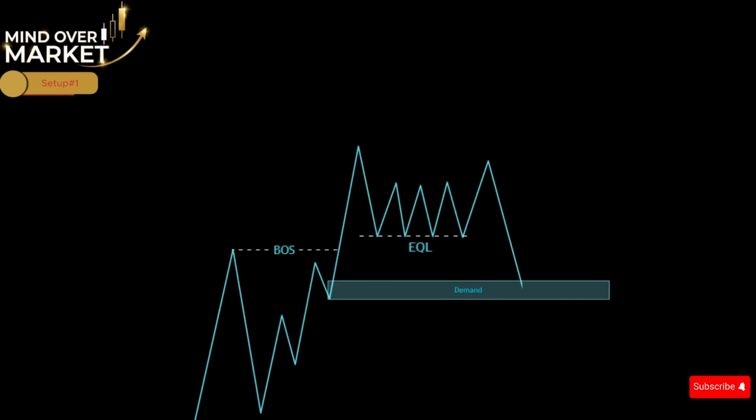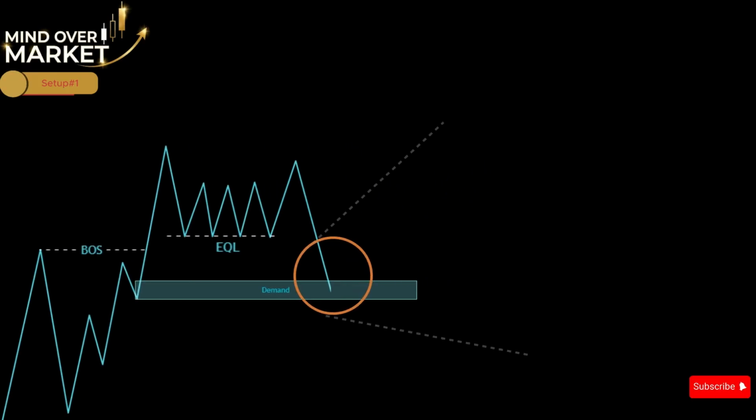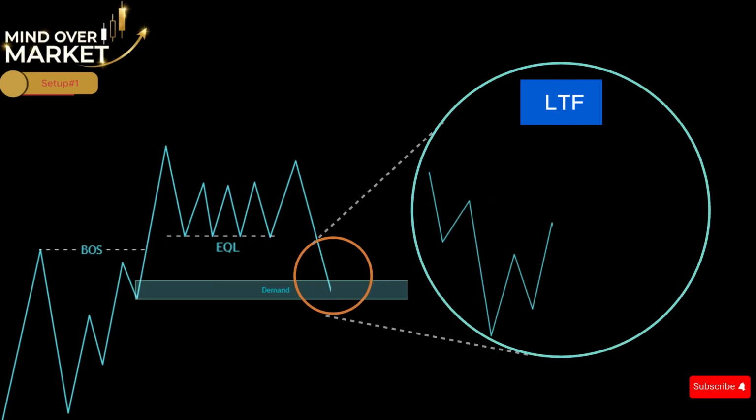So, when price sweeps these equal lows, it gives an early sign of a liquidity hunt. But remember, trading is a game of probabilities. The more confirmations you have, the safer your entry. Once price sweeps those lows and taps into our higher timeframe demand zone, switch to a lower timeframe. Watch for a clear market structure shift. Once you get that market structure shift, your setup is ready to execute.